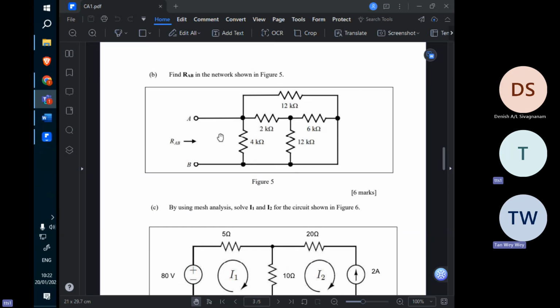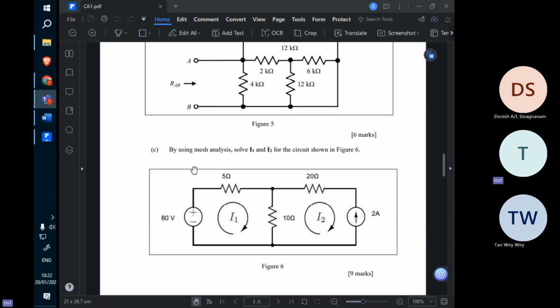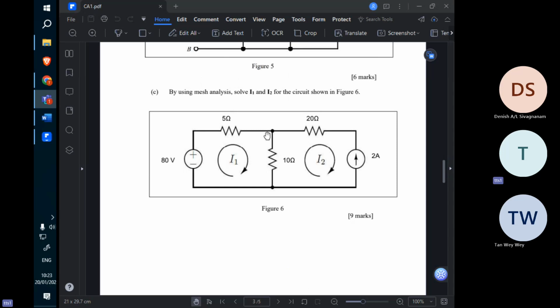Then come to part B. Part B looks at the fundamentals of circuit theory. Basically you just need to calculate the total resistance of this circuit network. We sometimes call it the equivalent resistance. This is considered easy.